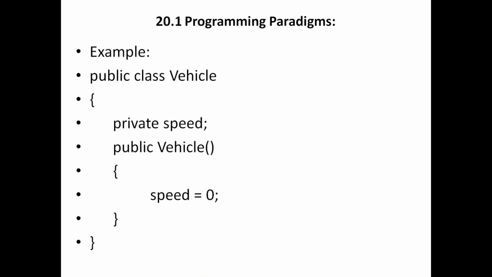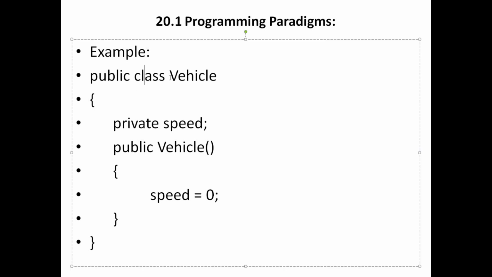This is an example of a class written in Java: public class Vehicle. So this basically tells the computer to make a class that can be accessed by anyone, and the name for that would be Vehicle. Then make a private variable by the name of speed. Public Vehicle: now this is a public method or function that anybody can use, which says speed is 0.